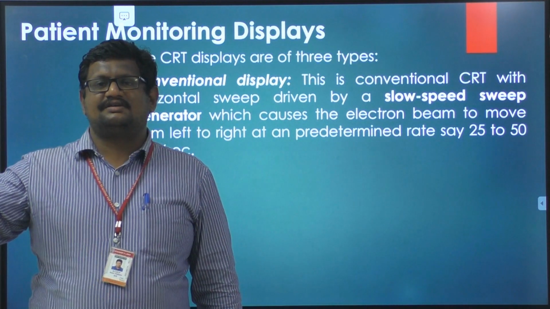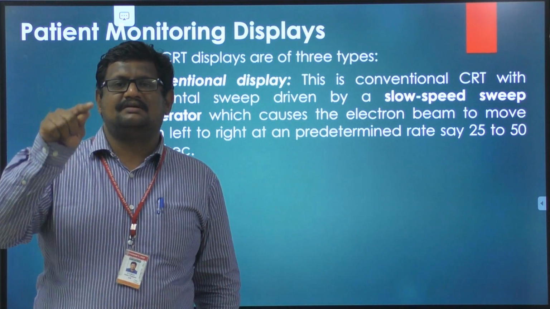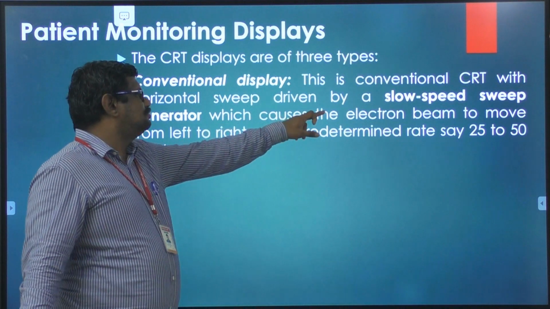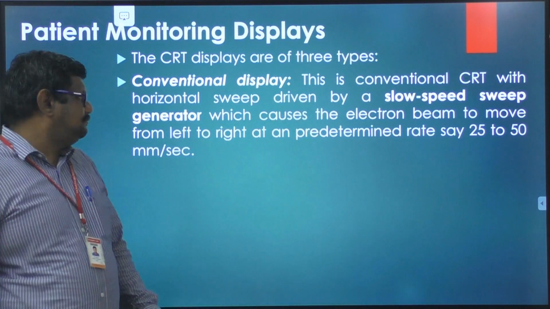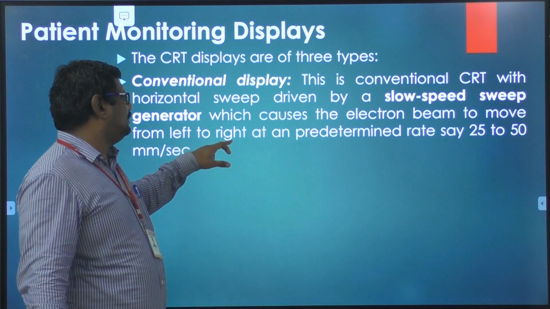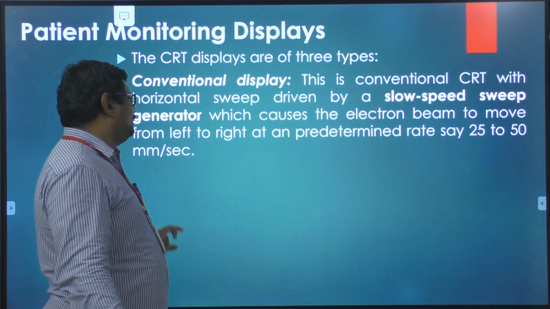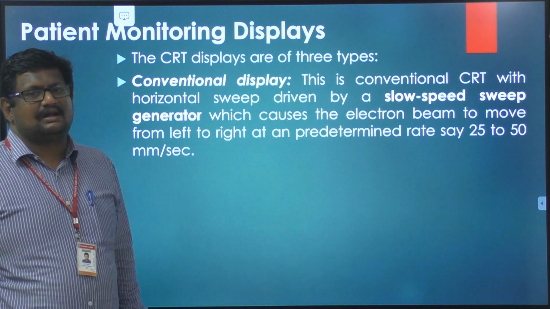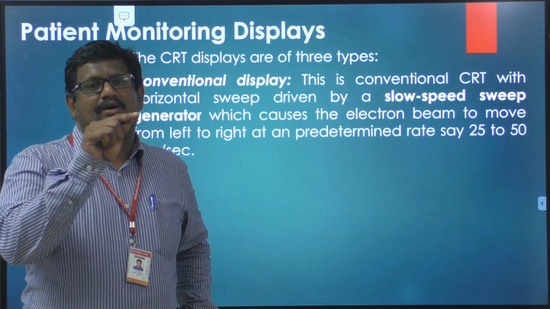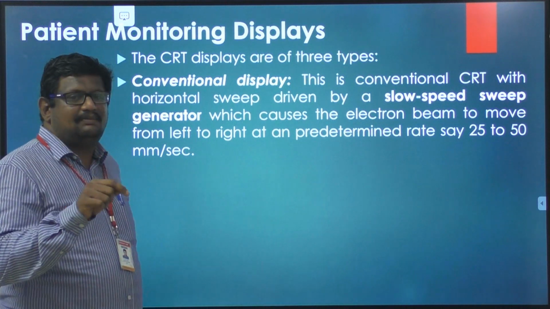A horizontal x-axis line should be drawn, over which only the signal will be drawn. That is called a horizontal sweep, by a slow speed sweep. We have slow speed sweep also, which causes the electron beam to move from left to right at a predetermined rate of 25 to 50 millimeters per second. So in a slow sweep waveform recorder, it is only 25 to 50 millimeters per second.